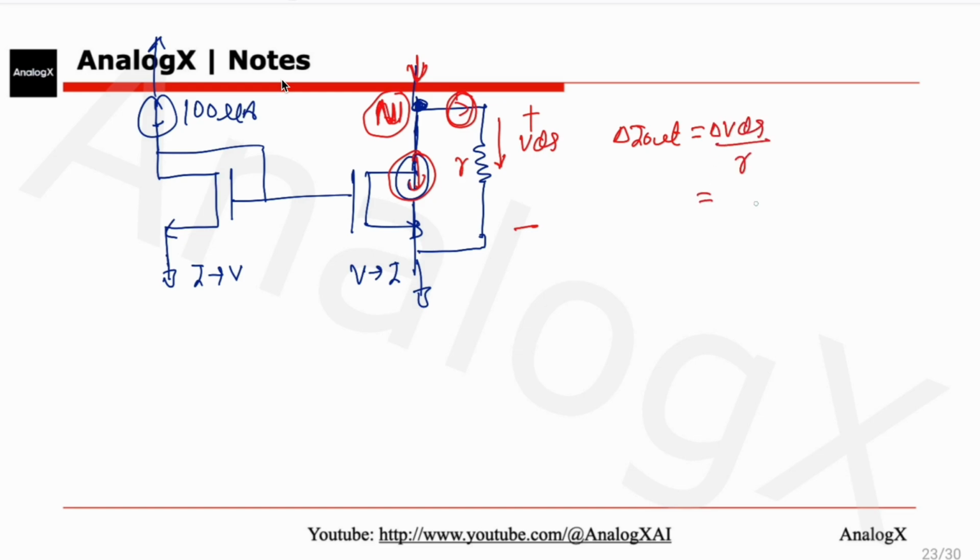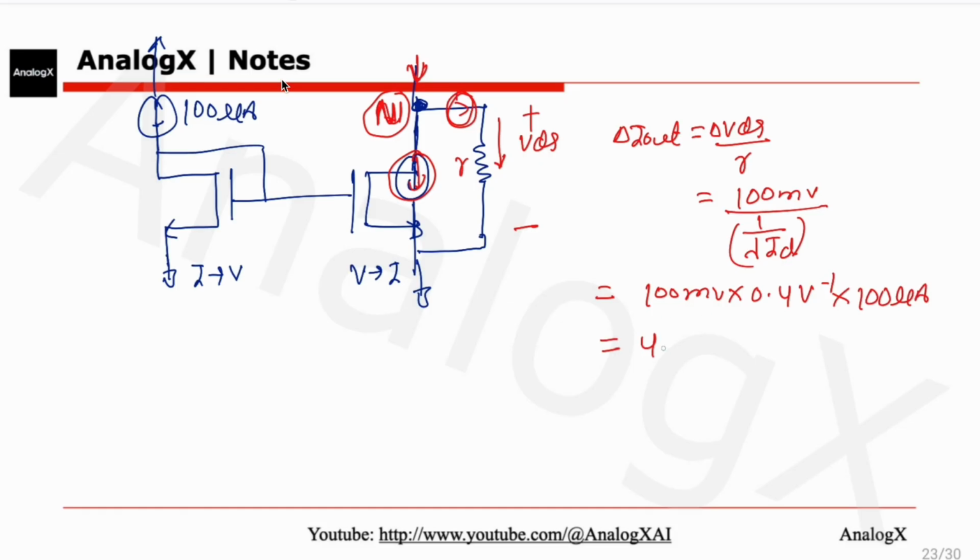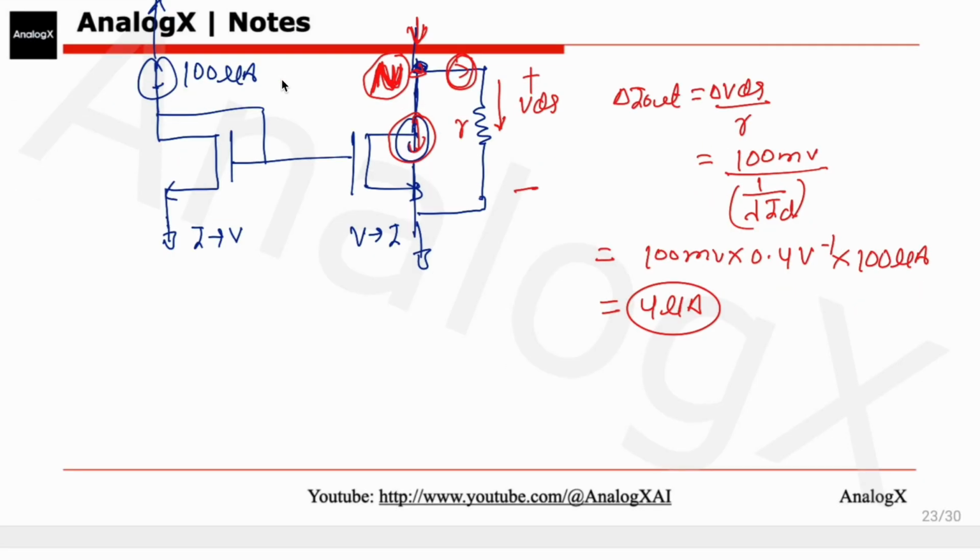So what is delta VDS? That is 100 millivolt, and R equals 1 by lambda ID. We just calculated above: 100 millivolt, lambda is 0.4 volt inverse, and the current is 100 microampere. Again, this will come as 4 microampere. So the point is that any change at this node will flow a current through the output resistance of this branch, that is R.